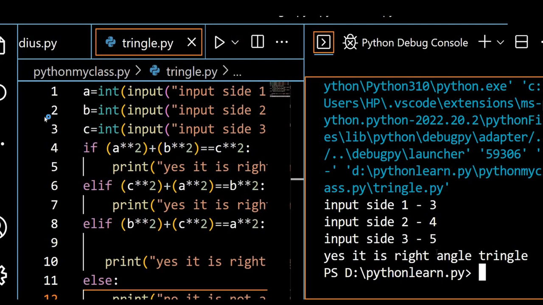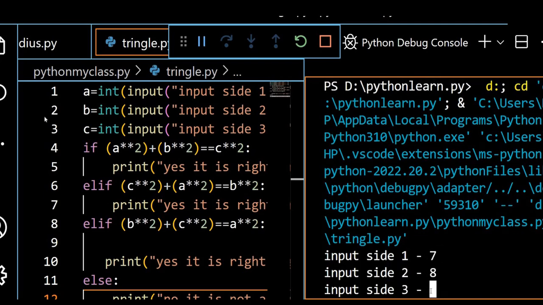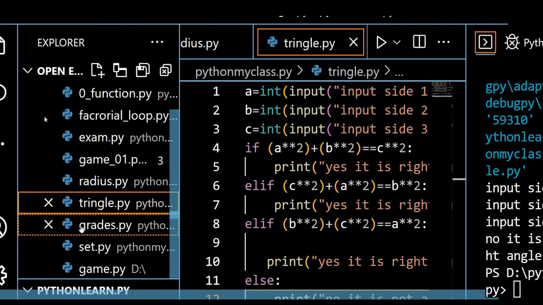Let's run the program again for some other values. It is asking for the first side. Let's say the first side is 7. I'm taking 8 and 4 randomly. Now it is saying no, it is not a right angle triangle. So this was a simple program on a triangle. Let's check another program. The next program I have made is for grade.